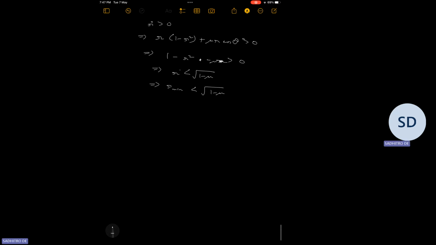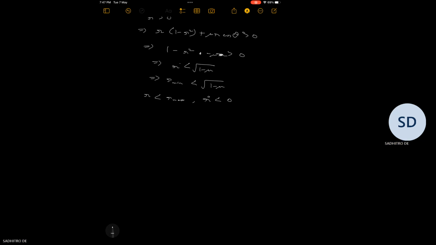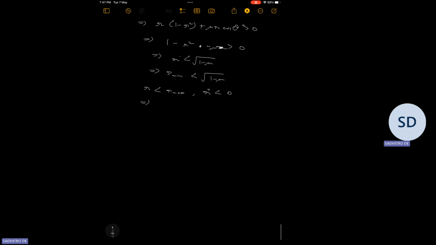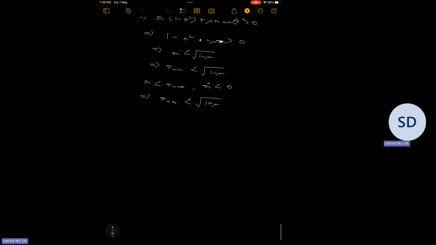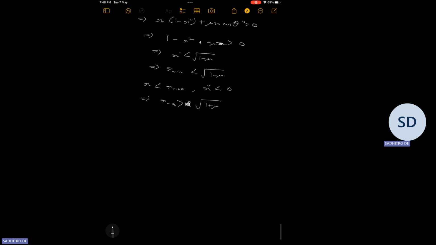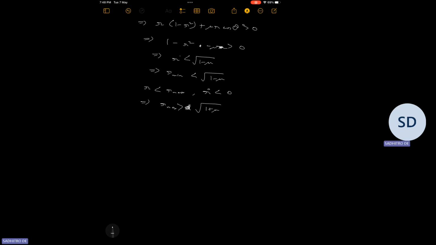And similarly for the outer boundary, we should have r greater than or equal to r max, and at the outer boundary r dot should be less than 0. And because cos theta's maximum value is equal to 1, this basically implies that r max should be greater than root over 1 plus mu. So we can construct a trapping region.